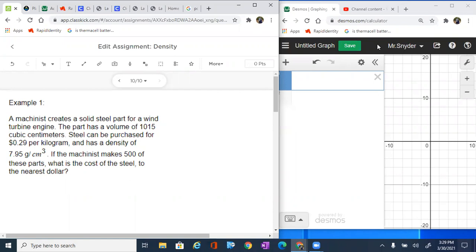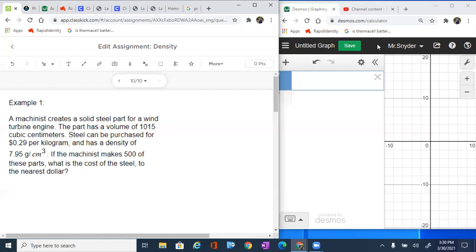So it says, a machinist creates a solid steel part of wind turbine engine. The part has a volume of 1,015 cubic centimeters. Steel can be purchased for 29 cents per kilogram and has a density of 7.95 grams per cubic centimeter. If the machinist makes 500 of these parts, what is the cost of the steel to the nearest dollar?